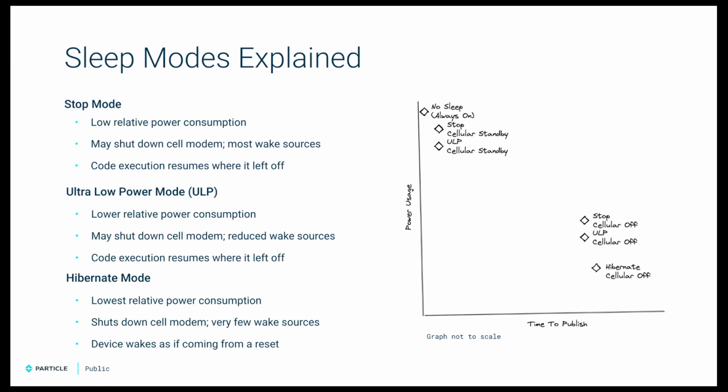The graph also showcases an important consideration. Shutting down the cellular modem has a big impact in power usage. However, upon waking, the device will take the longest time to publish an event because it needs to reconnect to both the cellular network and the Particle cloud. So for example, if you're building a device that needs to report an event immediately, it might make more sense to just stay awake or use cellular standby mode.